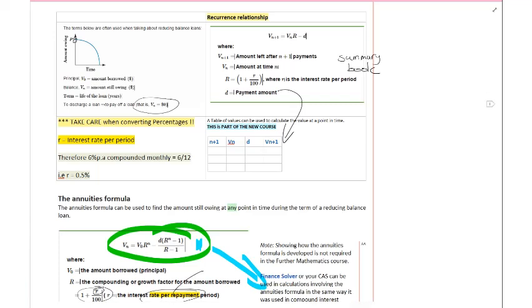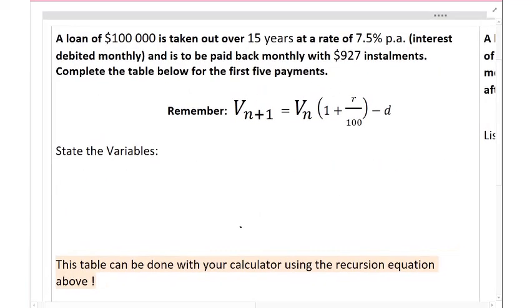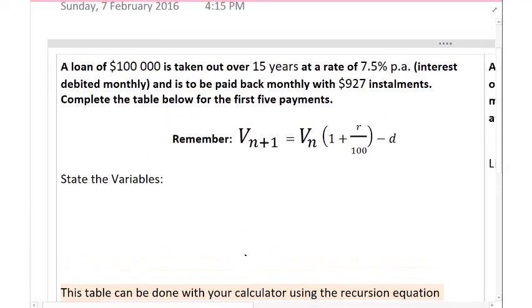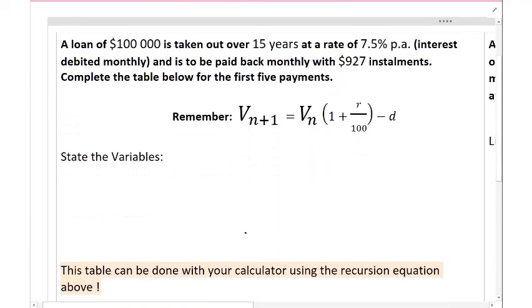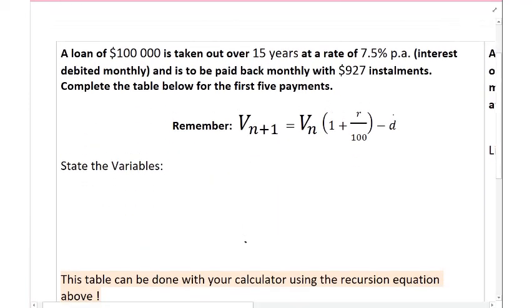And if I bring that up here in terms of my question, this is worked example 1. I've got my recurrence relation equation here. Remember, this is just the growth or compounding factor, which is big R, if you want to call it that. State the variables. Well, V0 is 100,000. 15 years, don't have to worry about it right at the moment.